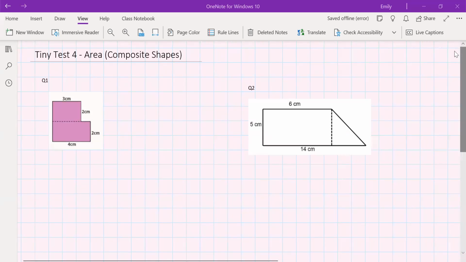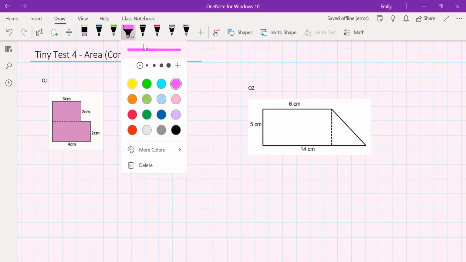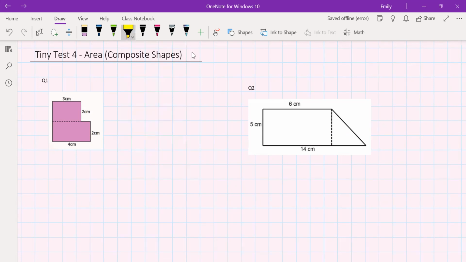Hello, this time we're going to try a tiny test of composite shapes. Like all tiny tests, you try it first and then see how you go. A composite shape is a shape that's made up of two shapes or more that have been either added together or one subtracted from the other. So, let's have a look at question 1.